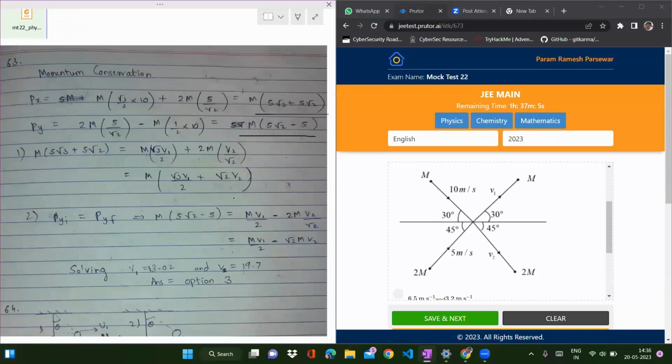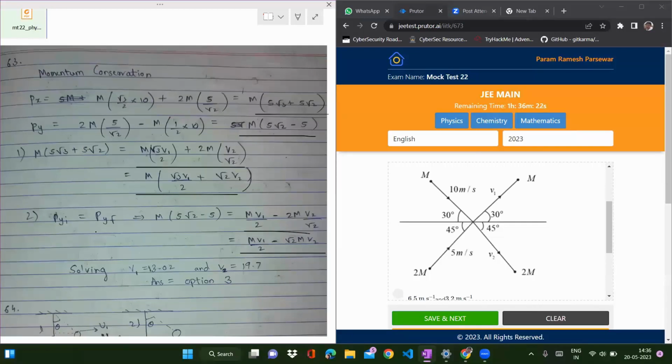We need to conserve it. The same equations are applied afterwards for after the collision, taking the velocities v1 and v2. So then these equations come for py final and px final. So this px initial, m into 5 root 3 plus 5 root 2, is equated to m into root 3 by 2 plus root 2 v2, and this m into 5 root 2 minus 5 is equated to m v1 by 2 minus root 2 m v2.